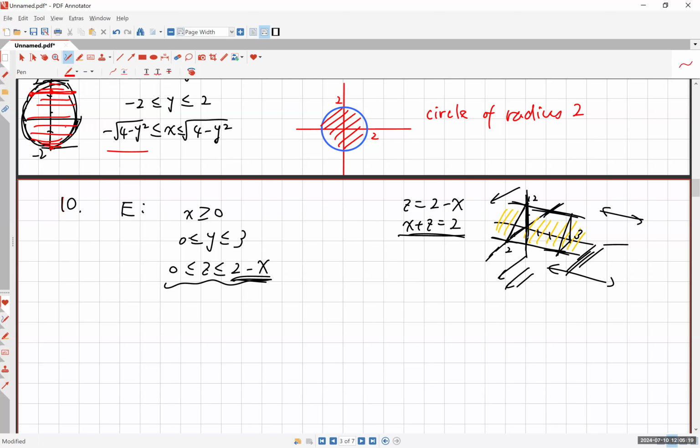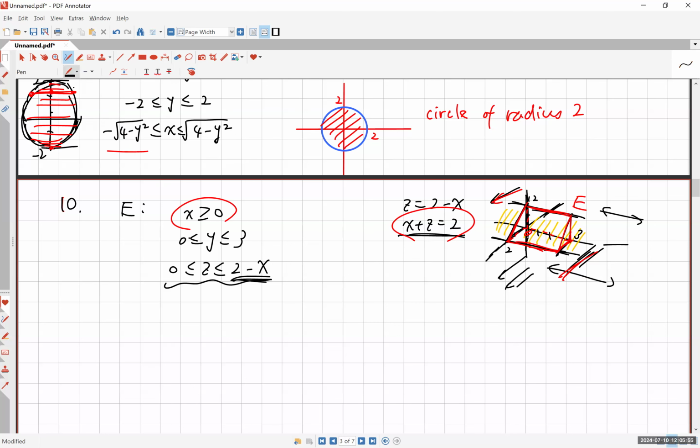I'm not going to redraw this, but the solid E is actually this triangular object, like a prism. Now let's verify this. x is always non-negative, so you know it's the front of this. Then y goes from 0 to 3, and z goes from 0, the xy plane, to wherever you touch this surface. So this is exactly the right picture of E.